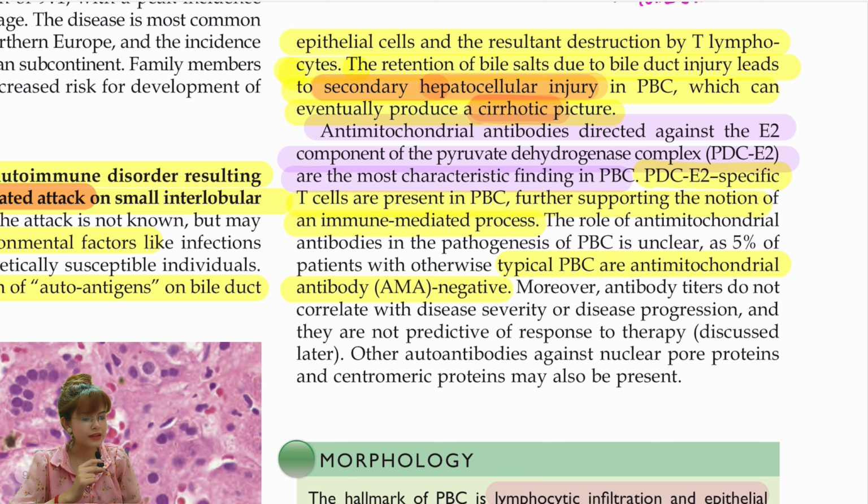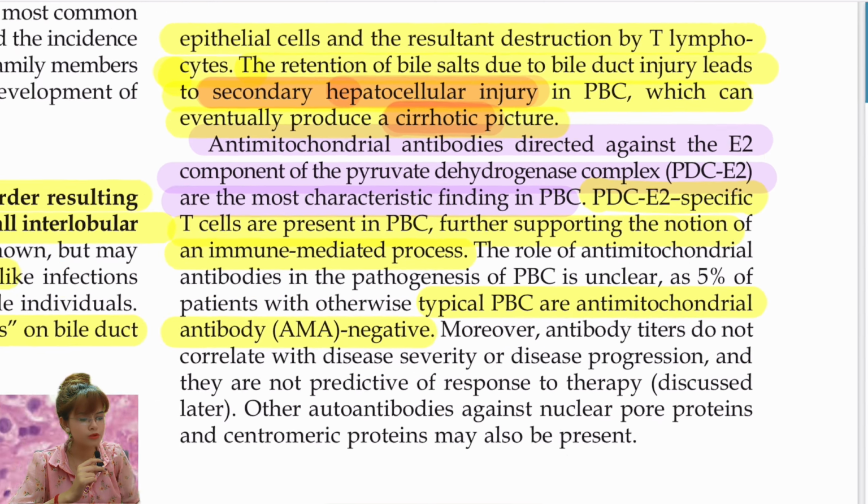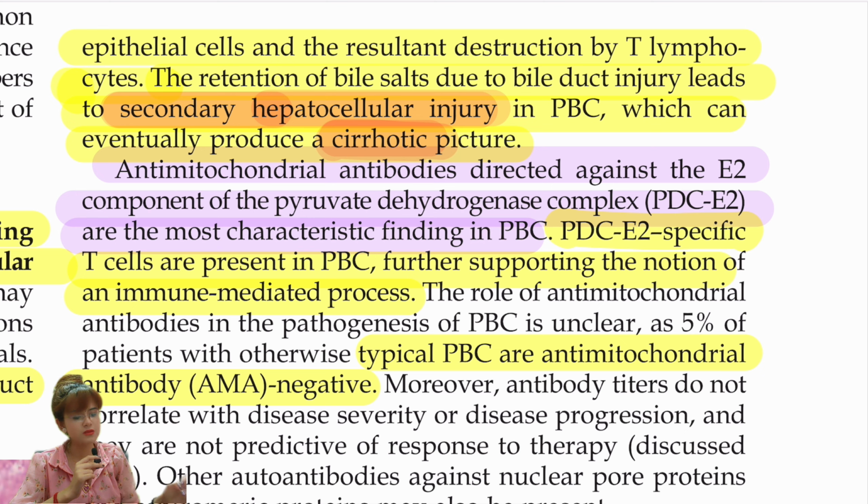Now, anti-mitochondrial antibodies are directed against the E2 component of the pyruvate dehydrogenase complex, which is the most characteristic finding in PBC. Again, a very important point. I just can't stress any more on the importance of this point, because you can see that these antibodies, I already mentioned the importance of these antibodies. Yes, these are present, but what is that against which these are directed? These are directed against the E2 component of the PDC, which means pyruvate dehydrogenase complex, and this is the most characteristic finding in the PBC.